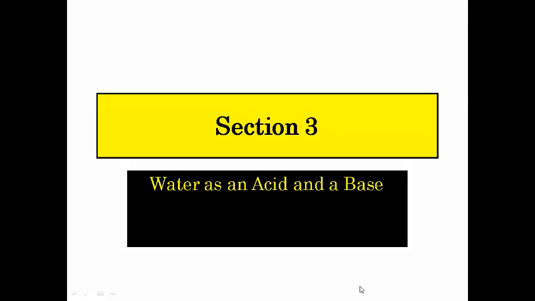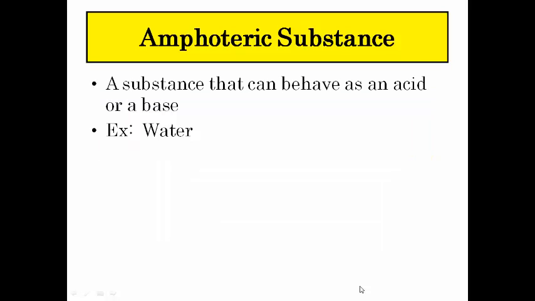This is section 3, water as an acid and a base. An amphoteric substance is a substance that can behave as an acid or a base. There are a few substances that can actually do both, and water is one of those substances, meaning it can act as an acid or a base. And so we just give it that special name.